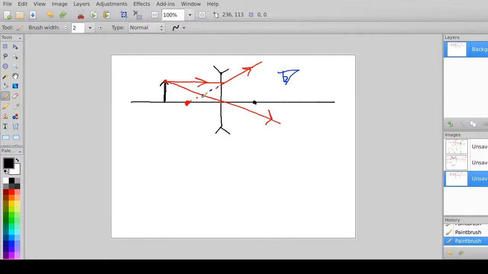Whoops, I went a little bit too far. Let me fix that. There we go. Okay, so that's kind of small like that. So here's the object and here's the image. And this is exactly what concave lenses do. They demagnify. They make everything smaller.